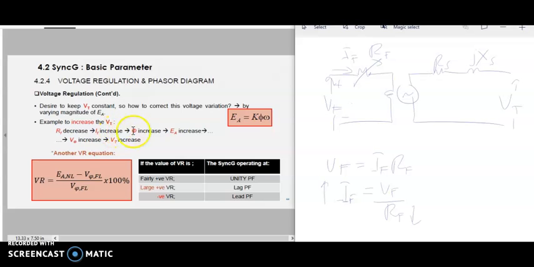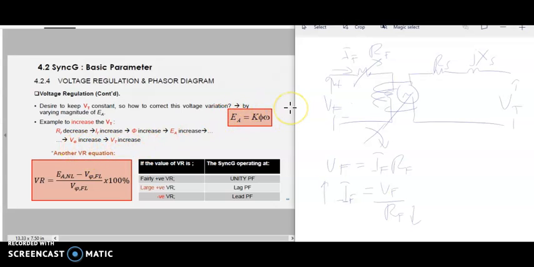Once your IF increases, you are providing more flux, more magnetic field intensity, to the system. When you increase IF, the magnetic field will be higher, so the flux linkage will be higher. The shaft is rotating, so it rotates in a higher intensity of magnetic field. So what happens is that your EA will increase. The magnetic field increases, your phi increases, so your EA will increase.